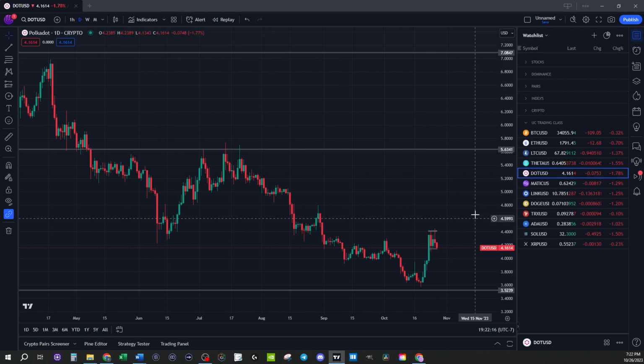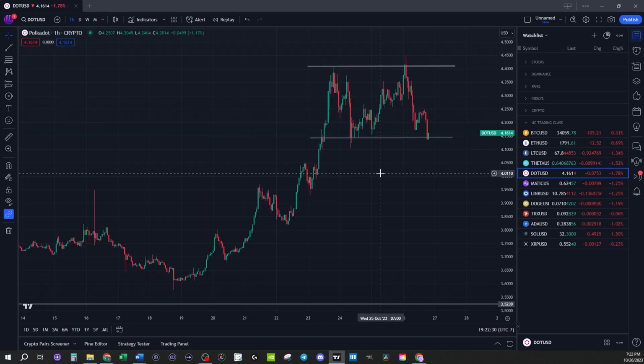Now, what we're going to do is look inside of this area right here. So over to the hourly, we can clearly see that the uptrend has completely exhausted in this area. We can also draw a short-term area of support and resistance here and here.